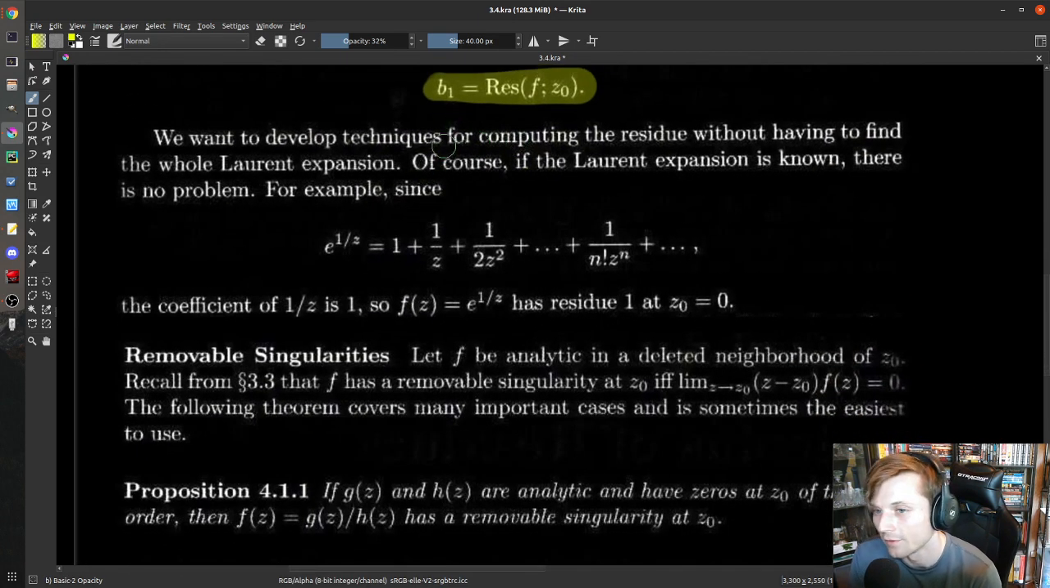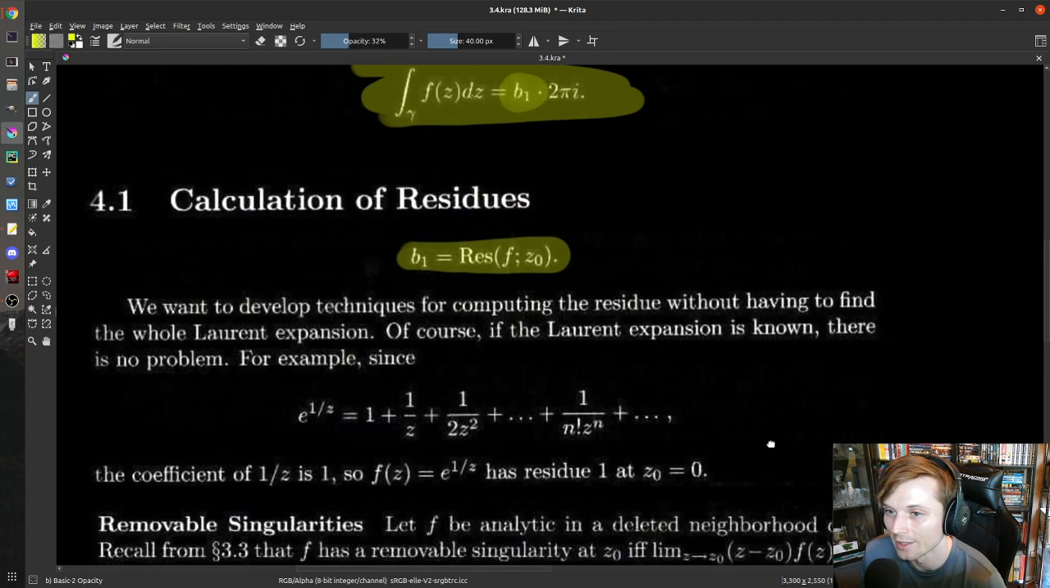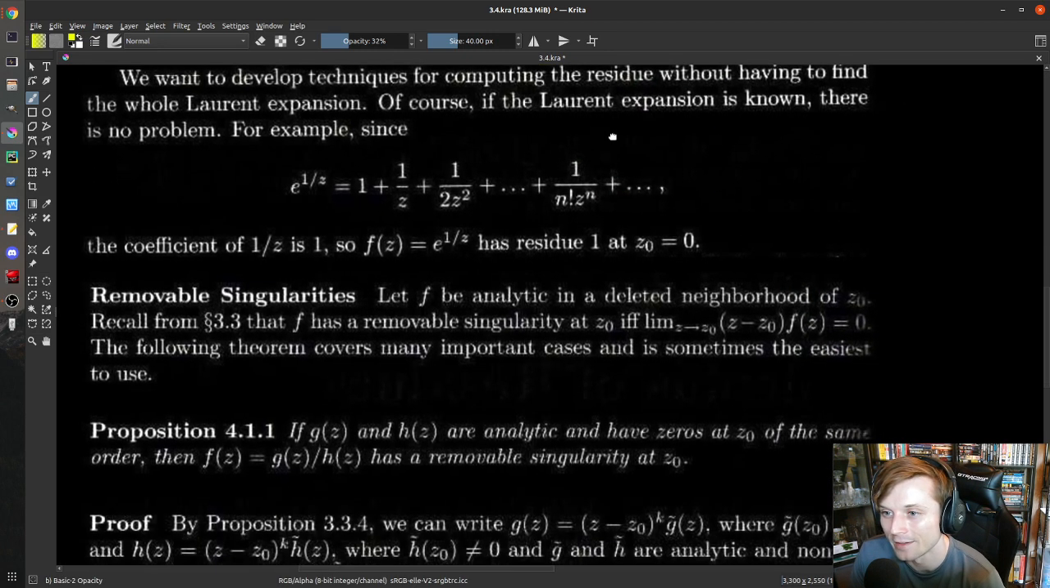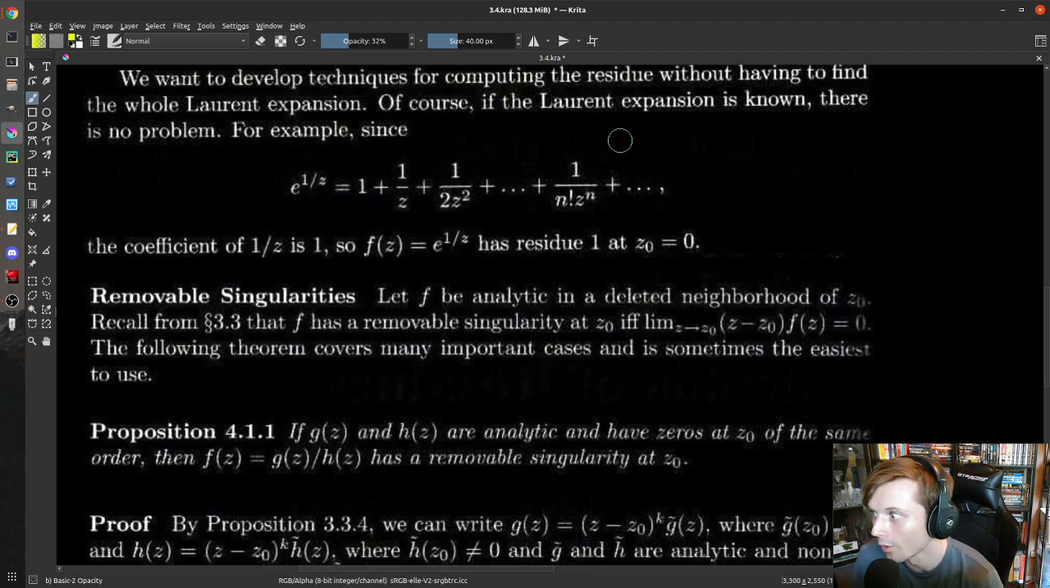Okay, we have to figure out how to find the residues, though, and that's what section 4.1 is going to start to be about. We're going to start to do the calculus of residues. So we want to develop a technique for computing these, but we don't want to necessarily have to find the whole Laurent expansion, because that seems like just as much of a big deal as actually computing some of this stuff. It seems like a similar amount of work, or at least more work than we need to do, and we're mathematicians, so at the end of the day we're fairly lazy and want to do the minimum amount of work absolutely necessary.